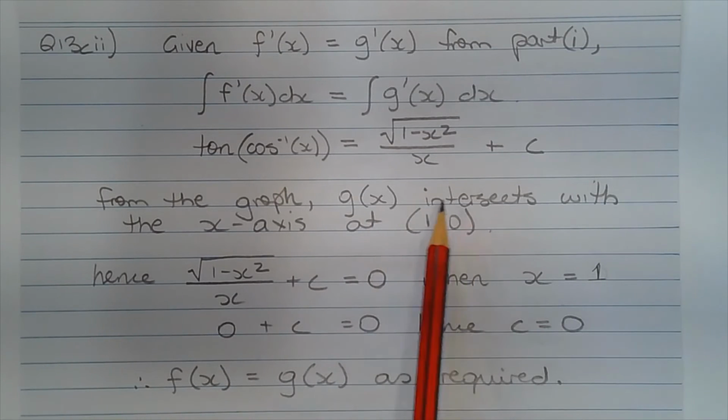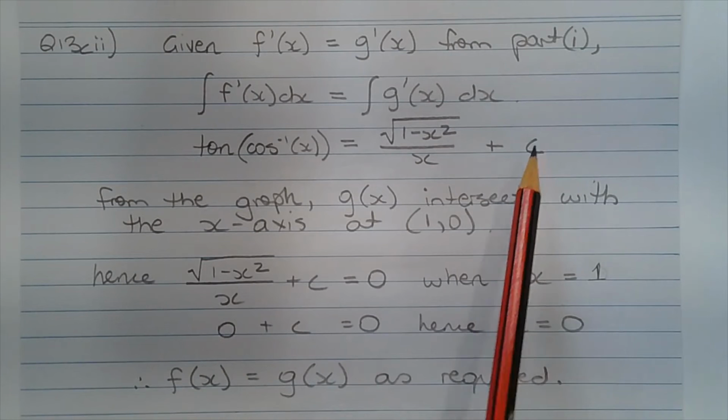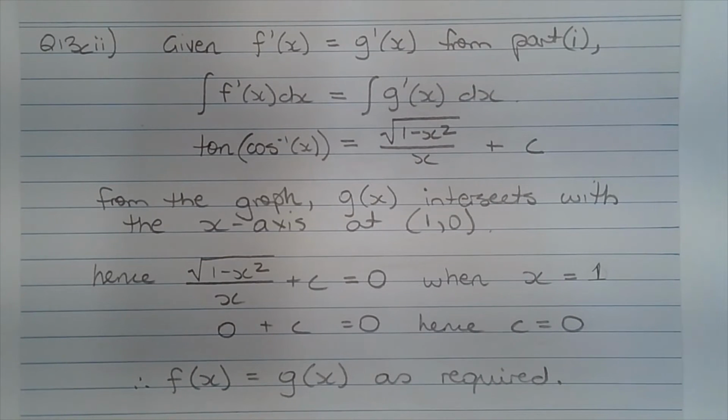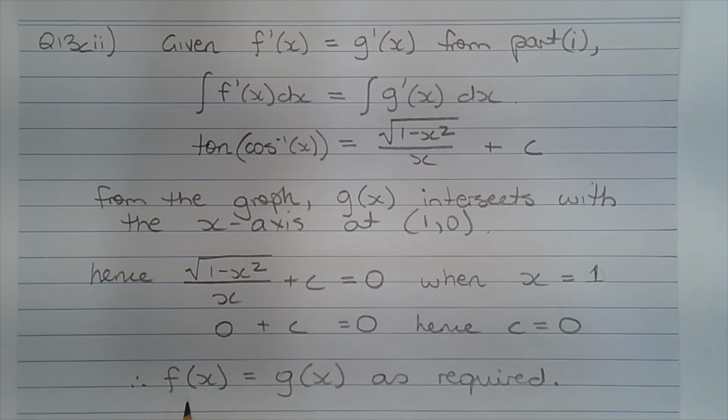So this point can be substituted into the equation to find the value of the constant. Hence, the square root of 1 minus x squared over x plus c equals 0 when x equals 1. Substituting x equals 1, we get 1 minus 1 squared, so 1 minus 1 is 0, square root of 0 is 0, 0 over 1 is 0 of course, so 0 plus c equals 0, hence the constant c equals 0. Therefore, f of x equals g of x as required.